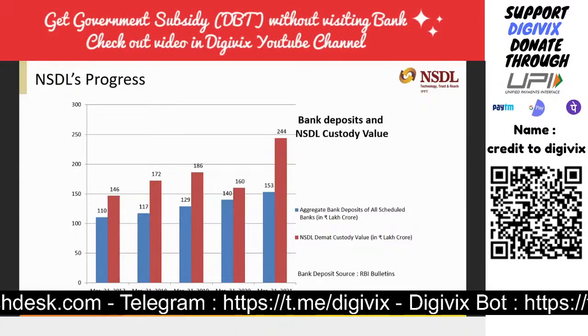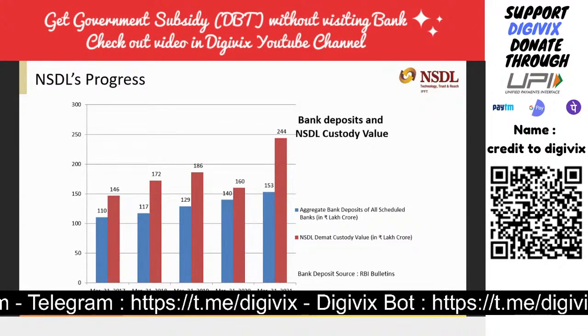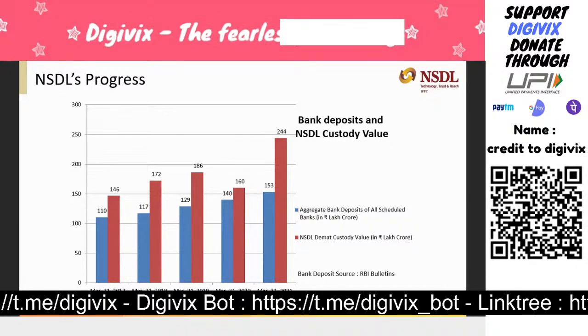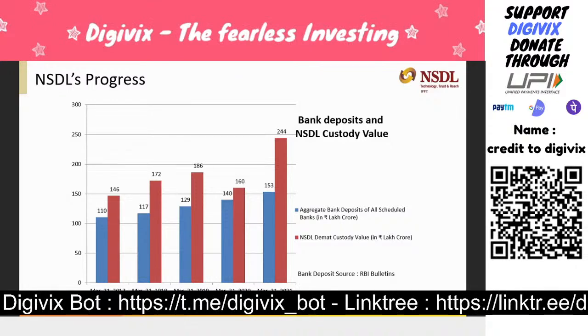And the custody value in the banks, the bank deposits, was 153 lakh crore. As you can see the difference, the custody value is more than even the bank deposits in India. That means more and more investors are now participating in the retail capital markets.